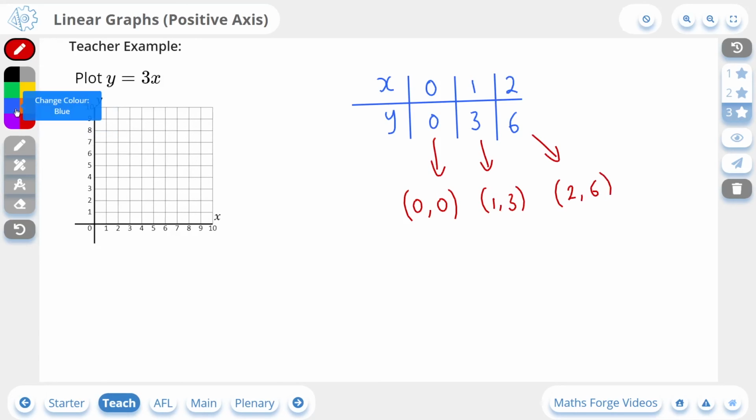So now if we plot these coordinates out, the first one's going to be at 0 and 0 here. The next one's going to be at 1 and 3, so here. And the third one's going to be 2 on the x-axis and 6 on the y-axis, so here. Now if we connect these points with a straight line, making sure that the line extends to the end of the graph, we will get the following. And if we check our answer, there it is. This is the line of the equation y equals 3x. And that's it for linear graphs in the positive axis.